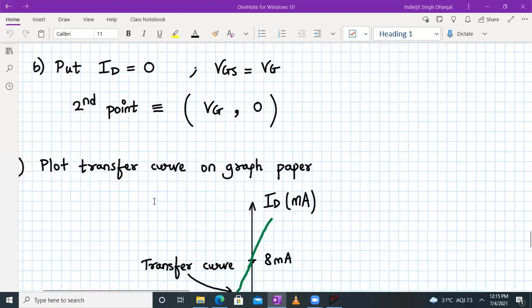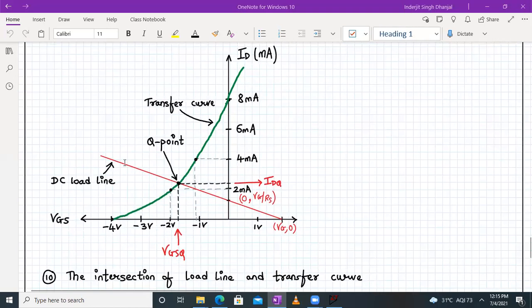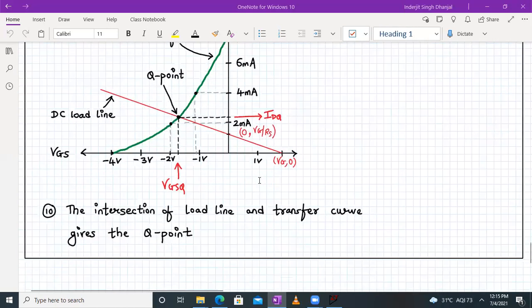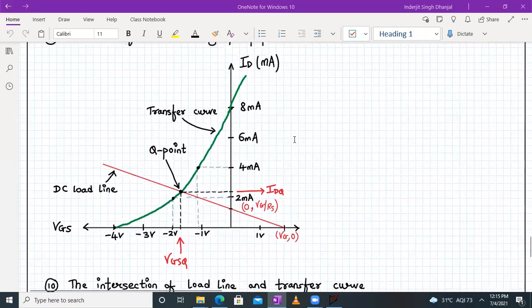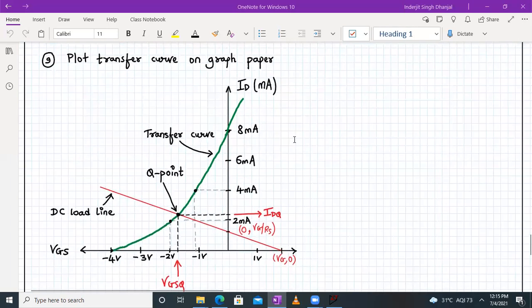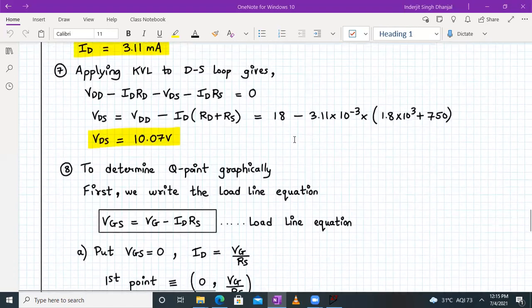Next, we plot the transfer curve on the graph paper. So this is how it looks like. If you plot the DC load line, you have two coordinates, VG, 0 and 0, VG upon RS. The intersection of the transfer curve and the DC load line will give us the Q point, which is VGSQ and IDQ. So this is how we can find the Q point graphically by plotting the transfer curve and the DC load line on the graph paper. So that's all about numerical number 3.